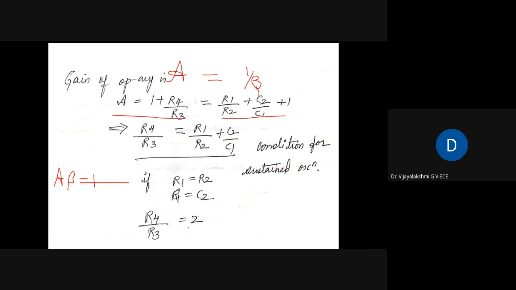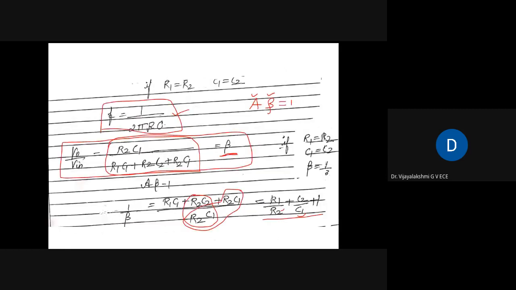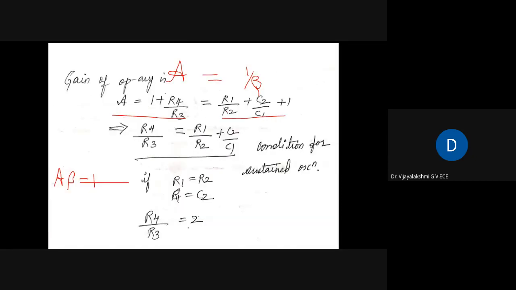So I am making A equal to 1 over beta. What is A? Gain of the amplifier, 1 plus R4 by R3. What is 1 over beta? We have calculated this value here. Substituting here, this plus 1 and plus 1 will get cancelled. So we are left with R4 by R3 equal to R1 by R2 plus C2 by C1. So this is the condition for sustained oscillation.